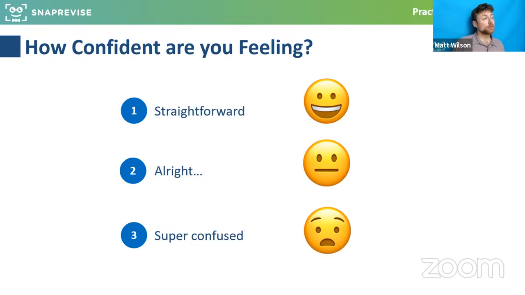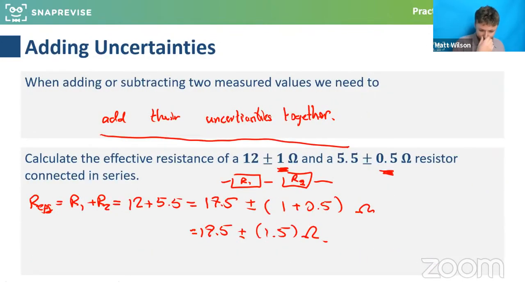But in terms of when we add quantities together, let's go back to the example we had here. Okay, so to see why this rule is working, and hopefully this will be a good enough explanation, let's think about the minimum value the resistance could have been. It could have been 12 minus 1, so it could have been 11, added to 5.5 minus 0.5. So the smallest you could have had would have been 16.